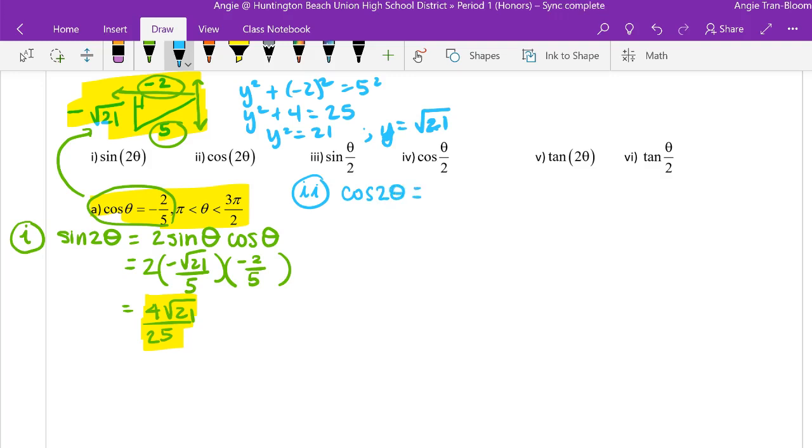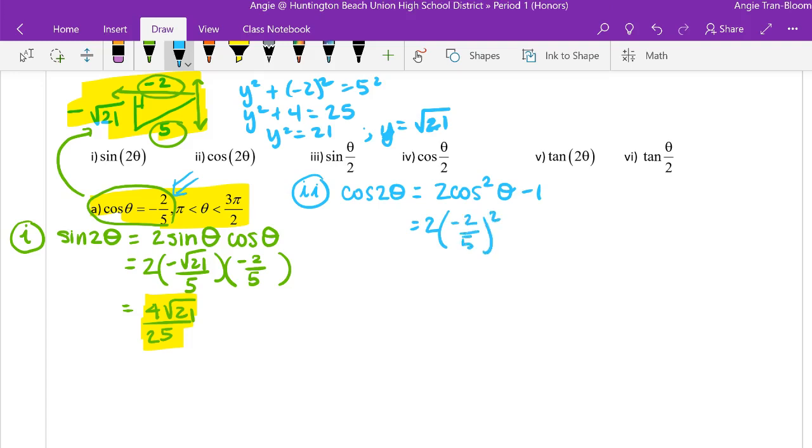Now, cosine of double angle, you're gonna have a bunch of different identities, 3 to be exact. So I'm gonna pick one that's gonna be easiest for me. Now, the reason I picked this one is because the original was already given to us as cosine. I don't have to find sine, so I'm just gonna use what's given originally. So now we have 2 times quantity, negative 2 over 5. I will square that. Then I will subtract 1.